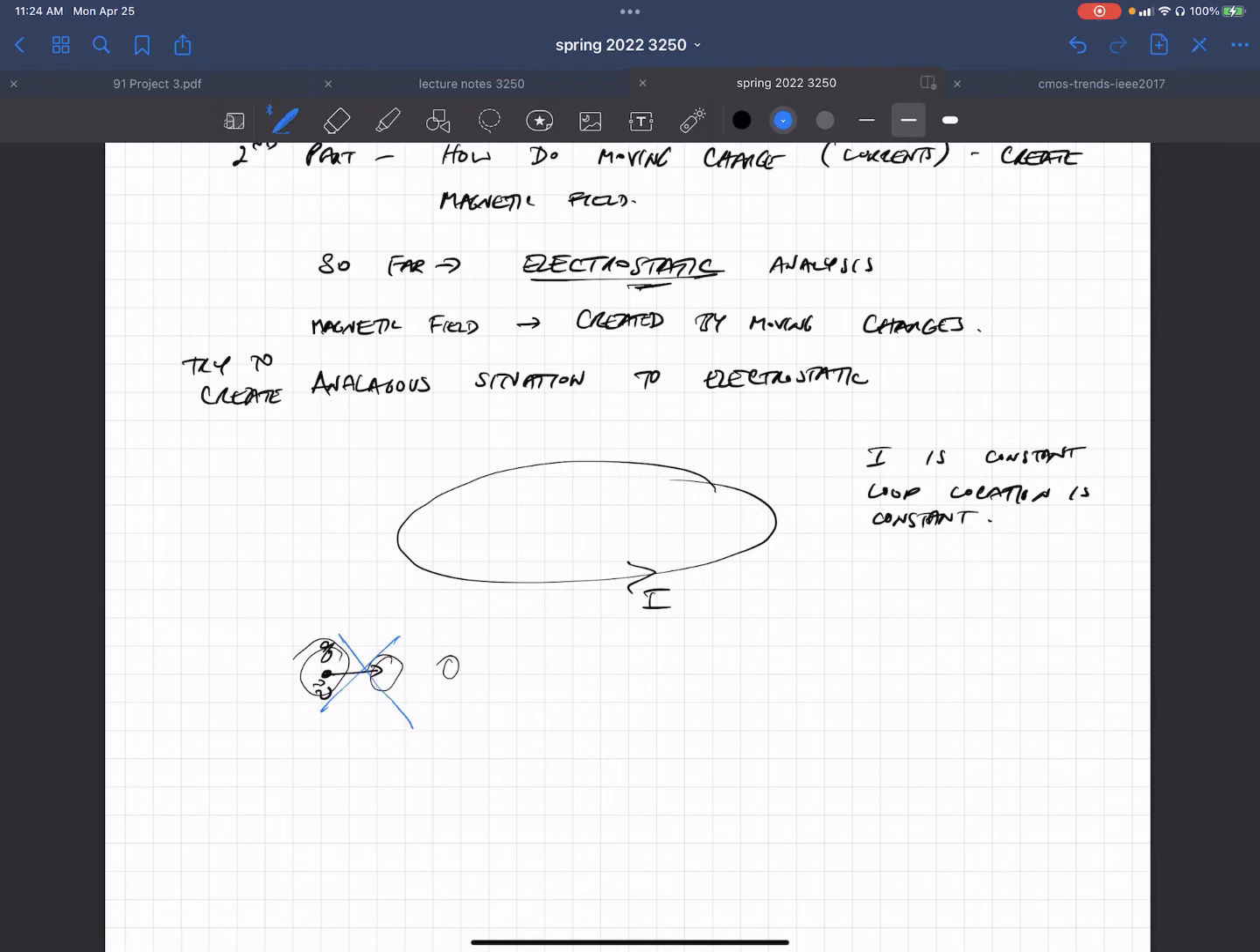Okay. And in that case, we can get around this situation. Now we can look at it more like an electrostatic situation and just say we're looking at a constant current and not something that's moving. Okay, so hopefully that makes sense.